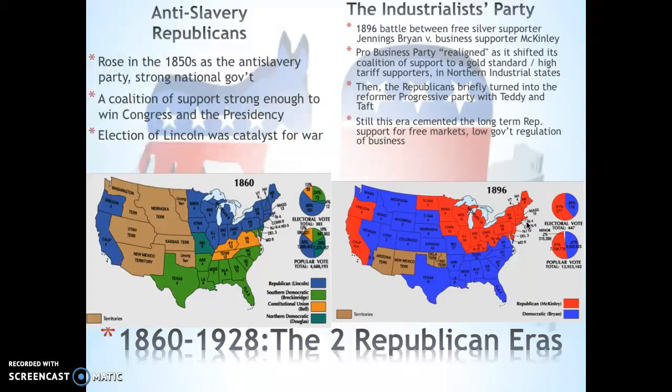But that's really a brief period for the Republicans, because this era of the turn of the century, the Industrial Revolution Republicans, is the era that cements the long-term Republican support for free markets and low government regulation of businesses. This really solidifies them as the laissez-faire party.